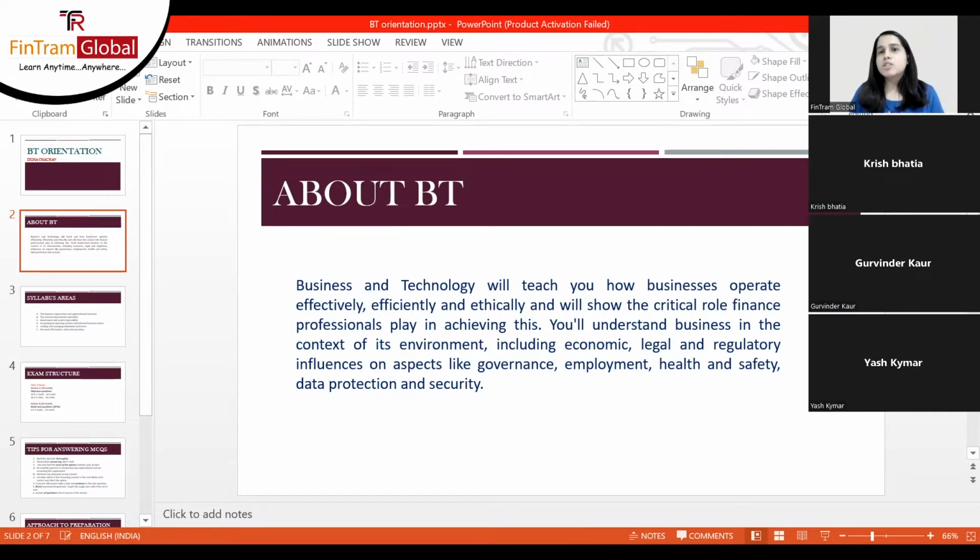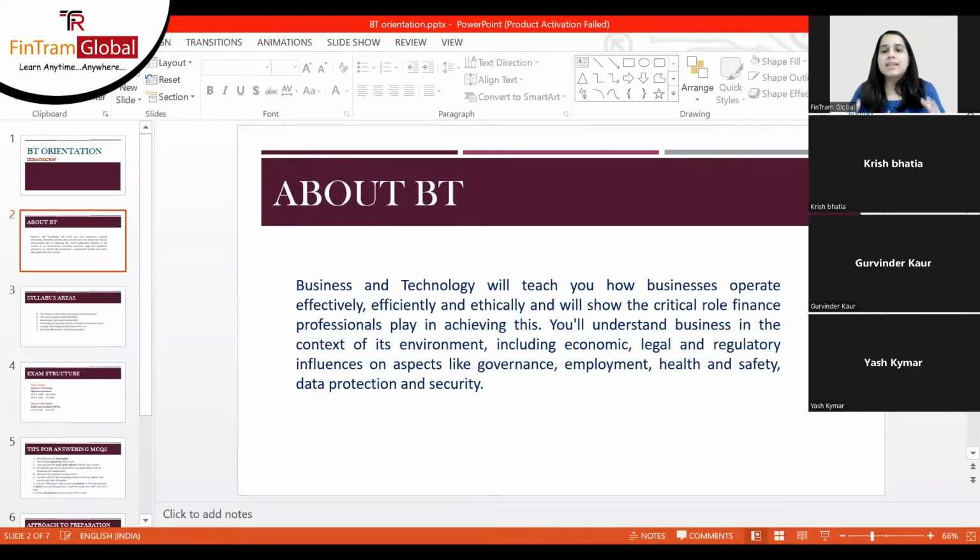So Business and Technology teaches you how businesses basically operate: how they operate effectively, efficiently, and also ethically. Ethics is also a part of the syllabus area. As accountants, it is important that we know and understand the concept of ethics. ACCA itself has its code of ethics, which you will be studying in this chapter as well. So ethics is of course stressed upon. You'll understand how exactly finance professionals play an important role in achieving all of this.